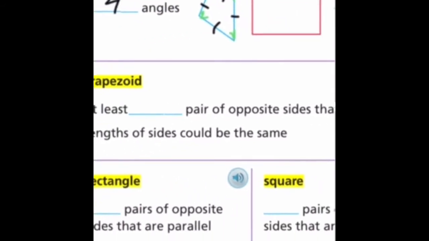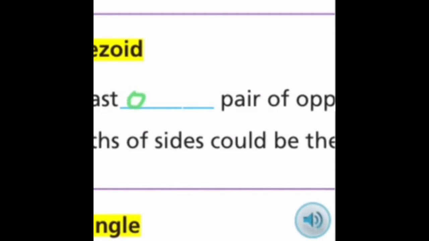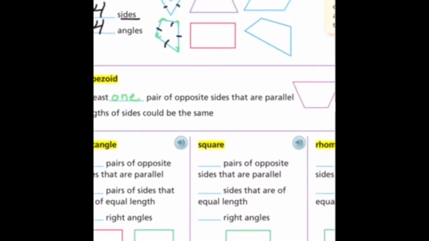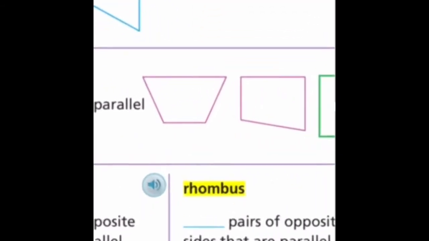And the definition of a trapezoid: at least one pair of opposite sides that are parallel. Okay, the lengths of the sides can be the same. So at least one pair of parallel sides. And on this guy, these sides are parallel. And on this one, these two sides are parallel. Now on this one, it's a little different. It has these two sides are parallel, and these two sides are parallel.